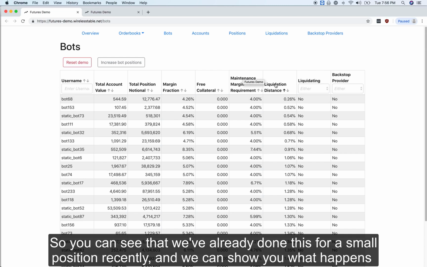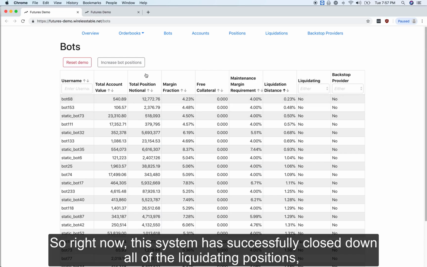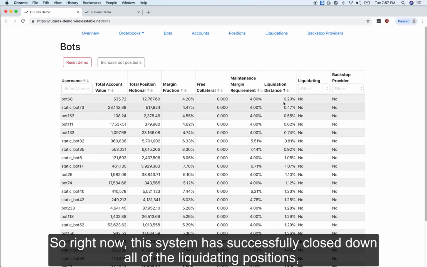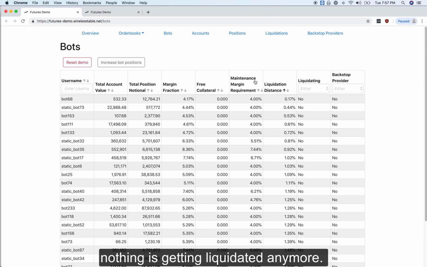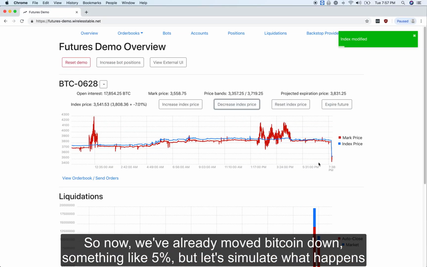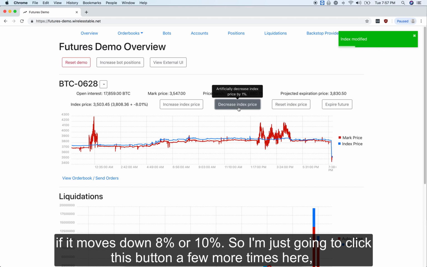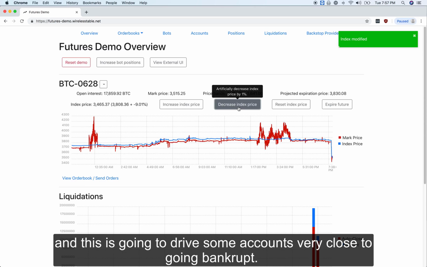And we can show you what happens if we move markets down a lot here. So right now, the system has successfully closed down all of the liquidating positions. Nothing is getting liquidated anymore. So let's move Bitcoin down a lot more here. Note, we've already moved Bitcoin down something like 5%. But let's simulate what happens if it moves down 8 or 10%. So I'm just going to click this button a few more times here. And this is going to drive some accounts very close to going bankrupt.